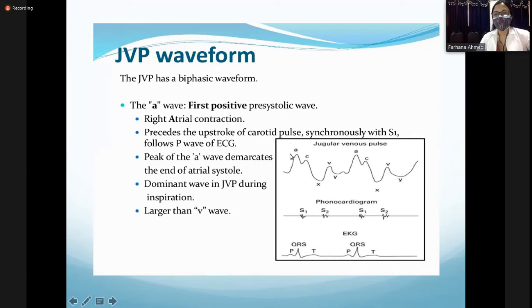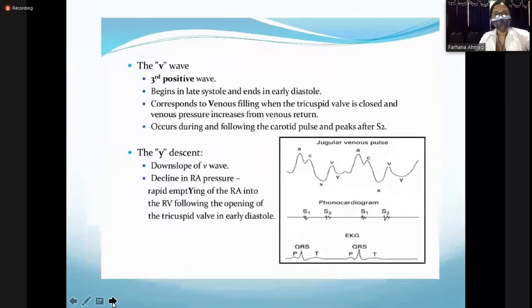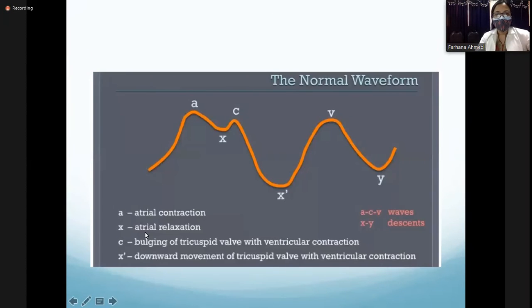So the atrial A wave reflects the atrial contraction. X is the reflection of the atrial relaxation. C wave is the reflection of bulging of the tricuspid valve to the atrium during isovolumetric contraction. X wave is due to atrial relaxation. X prime is due to downward movement of the tricuspid valve with ventricular contraction. V wave is due to atrial filling, and Y wave is due to tricuspid valve opening.